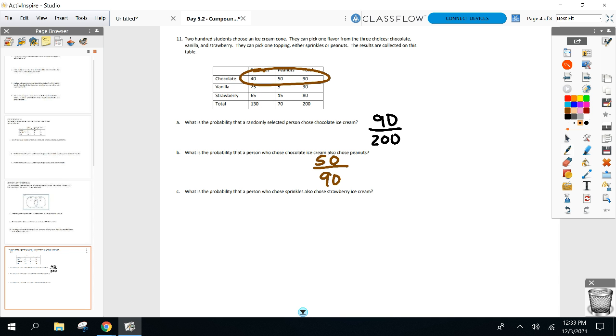Good so far? All right, what's the probability of a person who chose sprinkles? Stop. Is it out of 200? No, it's only out of the sprinkles, which is 130. Good call. So out of those 130 now, how many chose strawberry? There you go, guys.